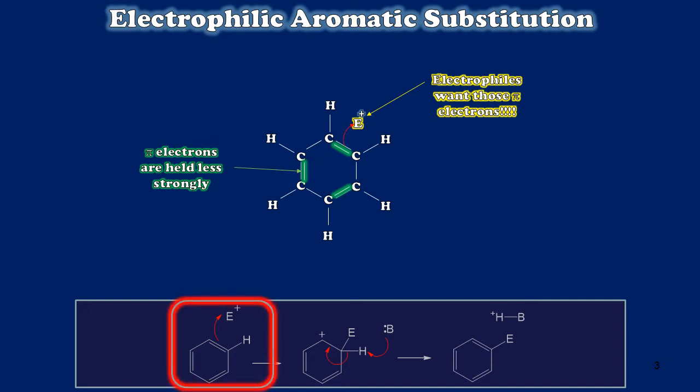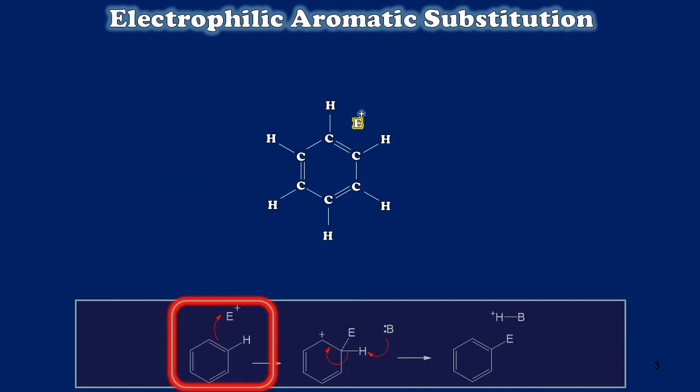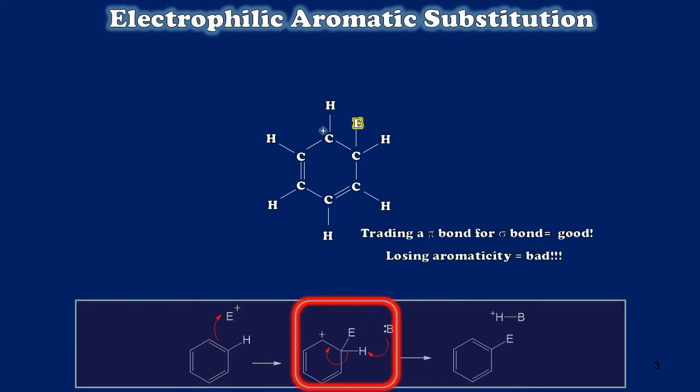When this takes place, we create what's known as a sigma complex, because we've traded a pi bond for a new sigma bond. So in this case, the first step is energetically driven by the fact that a pi bond is traded for a sigma bond. However, in the process of doing so, the ring loses its aromaticity. And this is not energetically favorable, so the ring naturally looks immediately for a way to recover the aromaticity.